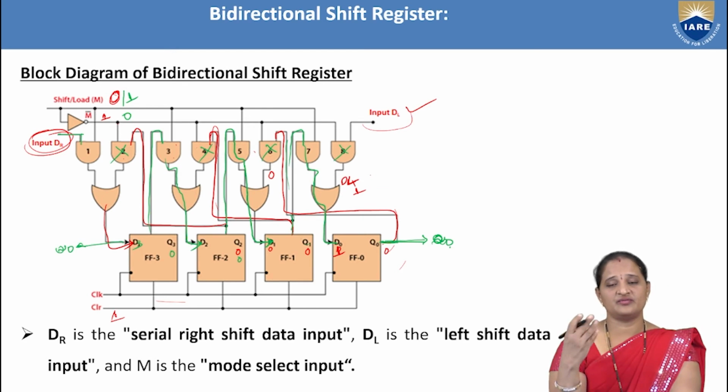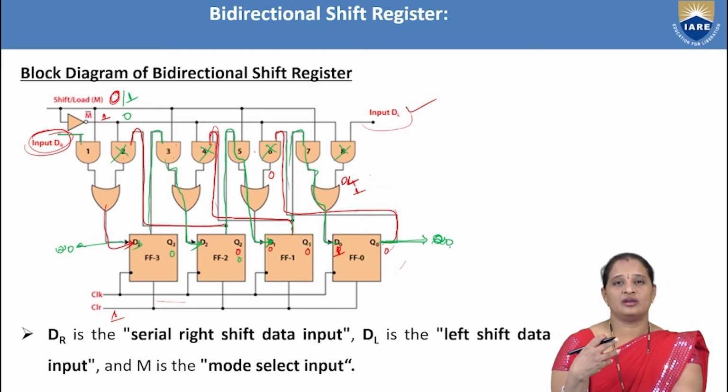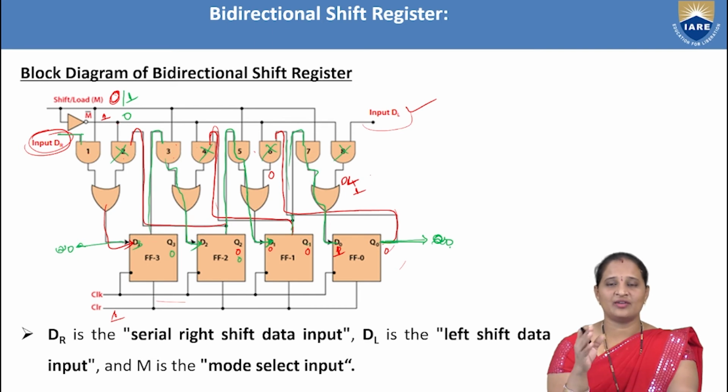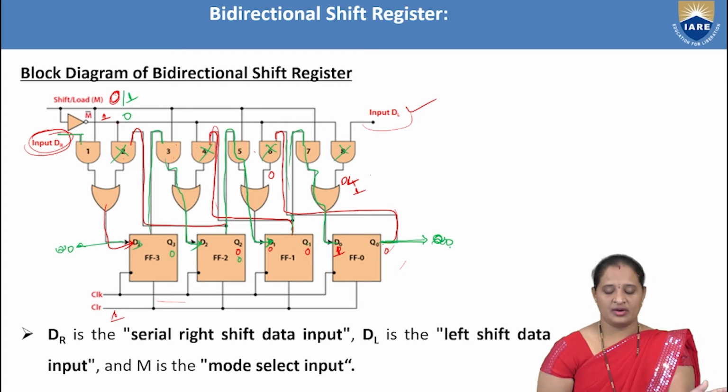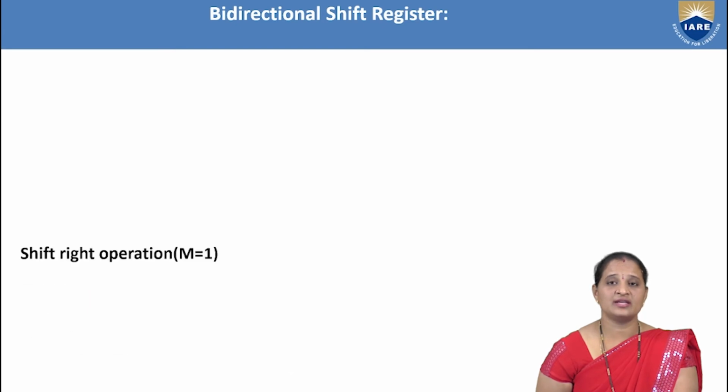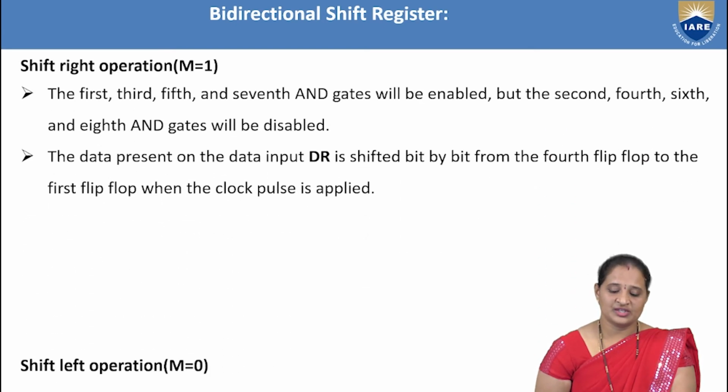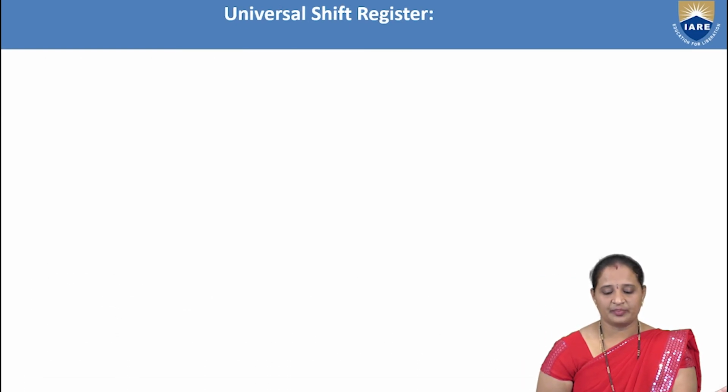Okay, so that means we can only read or load the data serially, but we can perform the shifting operation in both left and right directions. That means we can shift the data from left to right or right to left. So that is why it is called a bidirectional shift register. I hope it is clear.